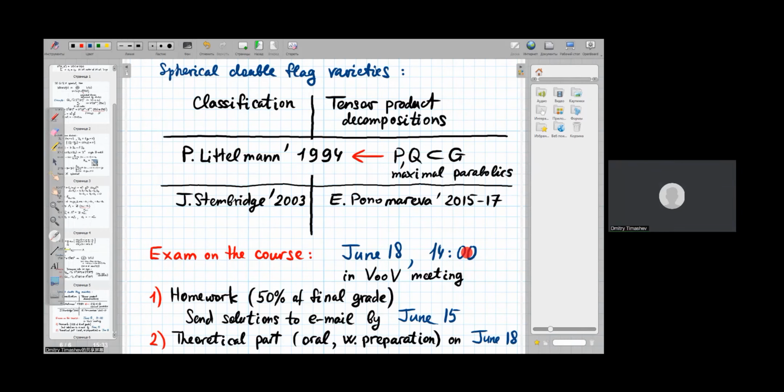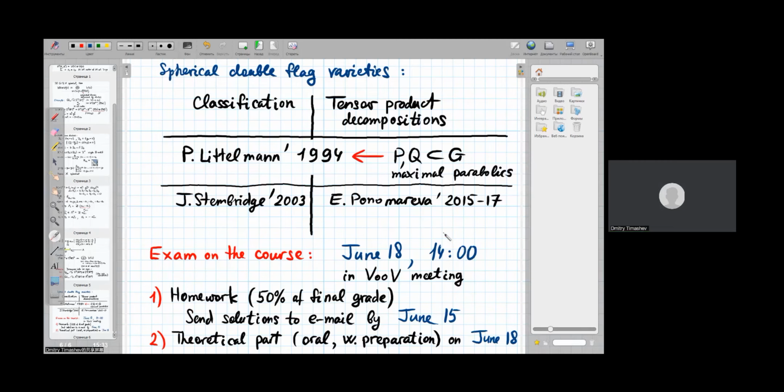Oh, I see. But these will not be problems like to solve something. These will be theoretical questions, like to prove Sumihiro theorem, for example, or maybe some part of it. I will try to make these single questions not too big and not too complicated, because I understand that the exam time is limited. Okay?